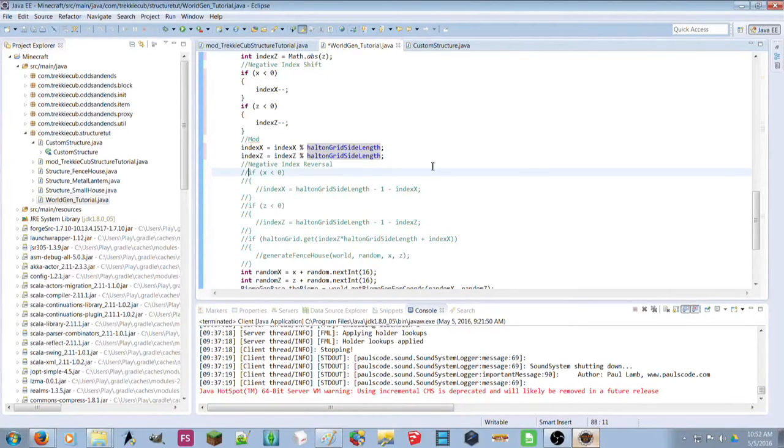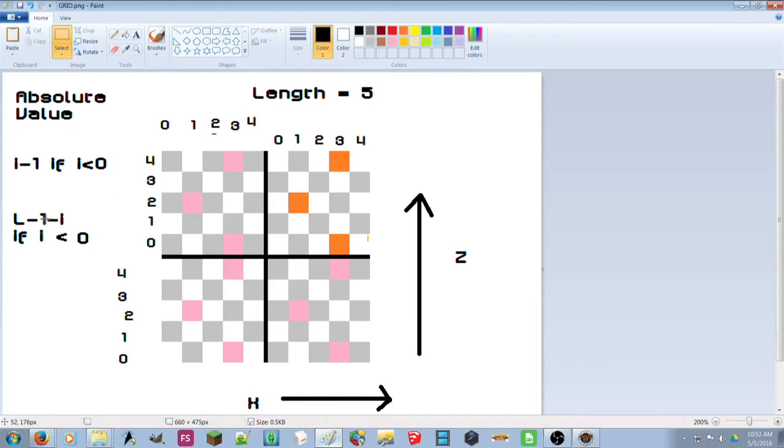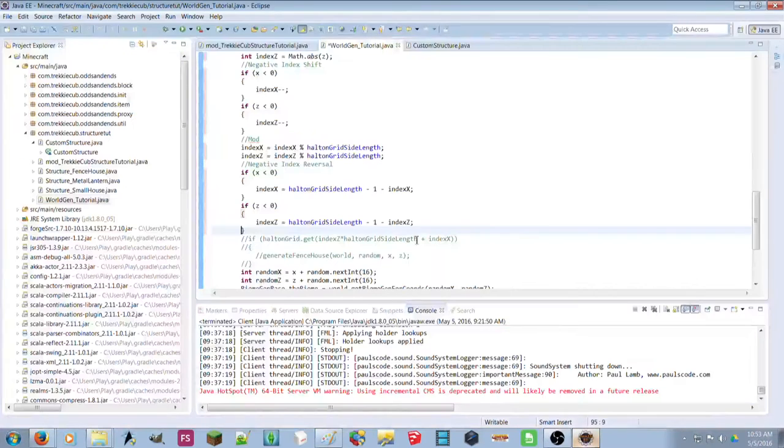That's going to keep everything below 1,000. And the reason why you want to do that is you want to make sure that your grid is keeping an upper limit so that you can do this next step. This is the negative axes reversal that we were looking at earlier. This is the third step in the Paint demonstration, L minus 1 minus I if I is less than 0. Except in this instance, I is equal to our side length minus 1, and then minus the original index. That flips an index around if it was negative.